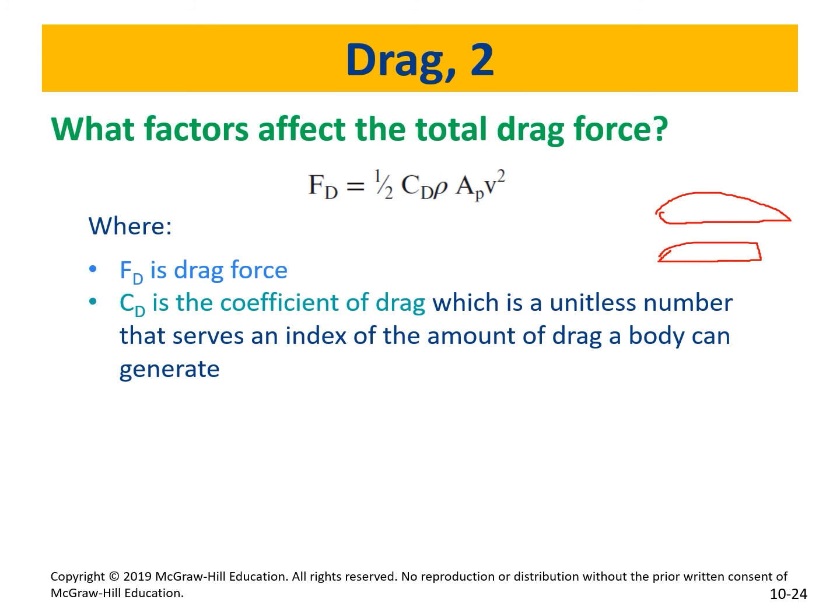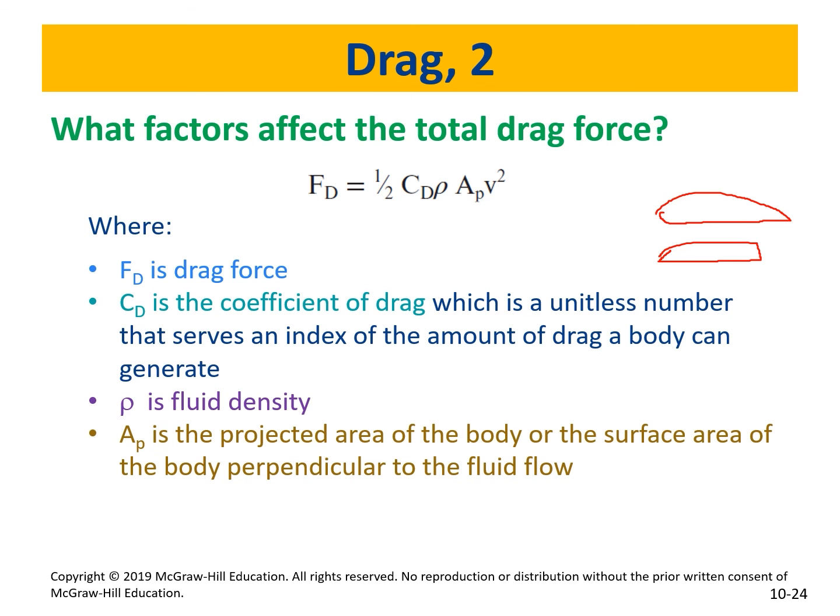And then you have rho, which is the fluid density. And what is the unit of density? Kilograms per meter cubed. And AP is the projected area of the body, the surface area of the body perpendicular to the fluid. So AP, which one is larger? Let me show it this way. Which area is larger here? And that's where the flow is. So AP, perpendicular to the fluid flow, this one is larger. So the larger area means larger FD, which means a larger resistance. Does that make sense?